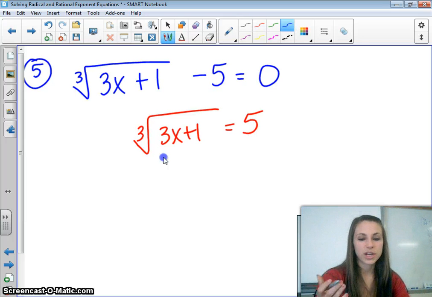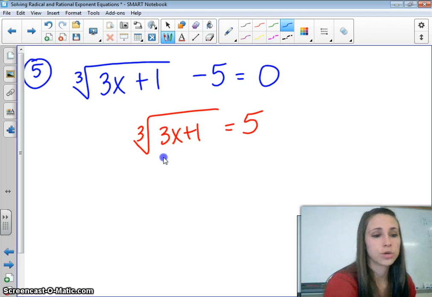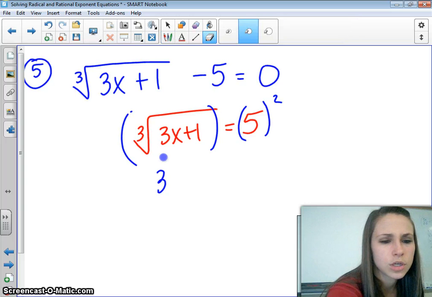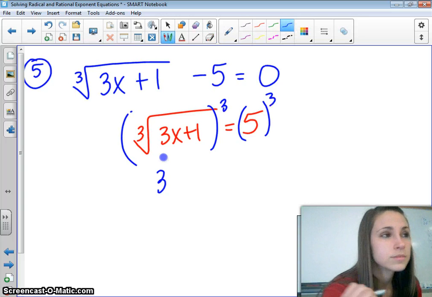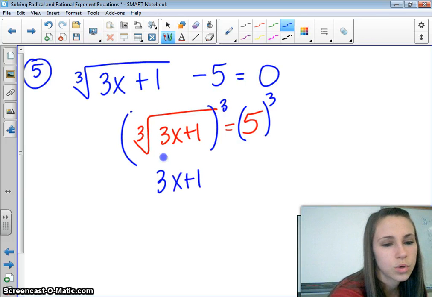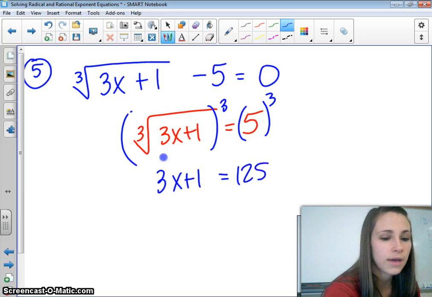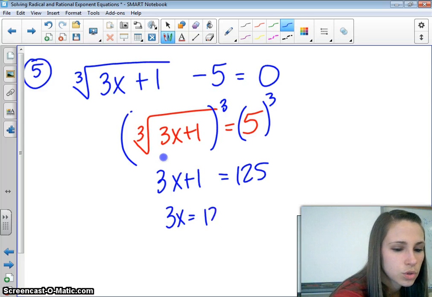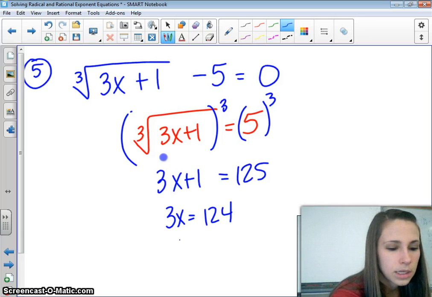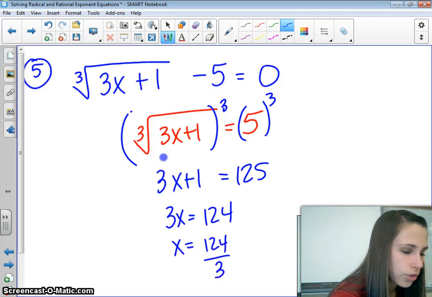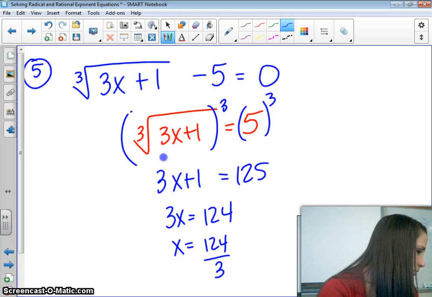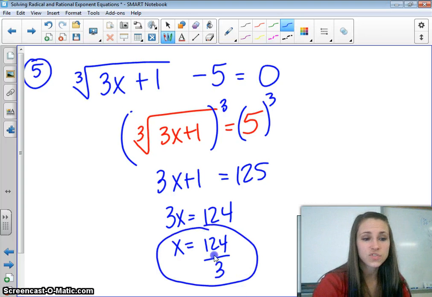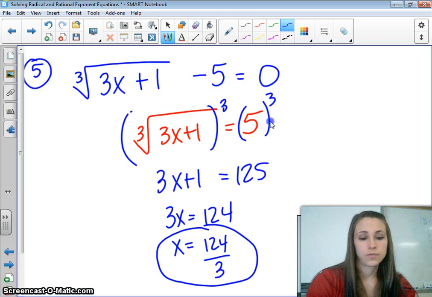And so then instead of squaring it like we've been doing, since I have a cube root, I'm going to cube. So that's going to give me 3x plus 1 equals 5 cubed, which is 125. And so then I'm just going to solve this. When I subtract 1, 3x equals 124. And so then I'm going to get x equals 124 over 3. And that does not reduce, but it does work. Okay, so if you store this for x and type this in, you should get 0 for your answer when you check it.